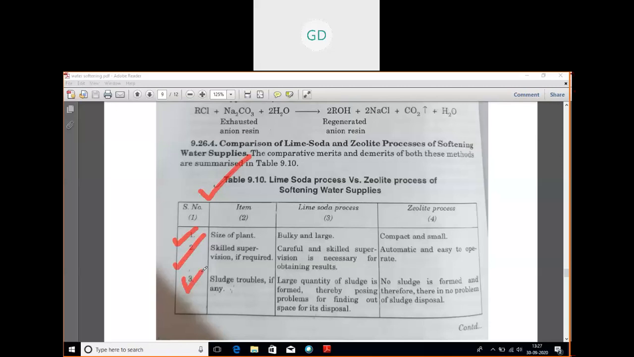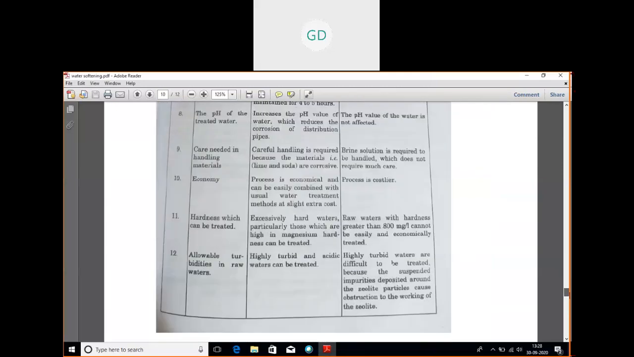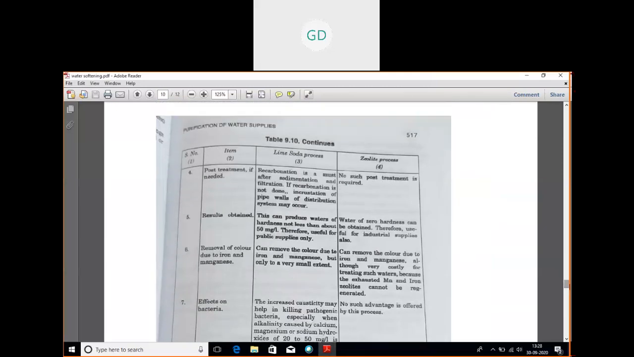So you can go through 1 to 5 points. Take five easy differences. Here you can see 1, 2, 3, and there are 12 differences based on different items. So you pick out some easy differences according to you. Five differences you write down in your copy. Remember to write down five differences between the lime soda process and the zeolite process according to the items. Any five you write down.